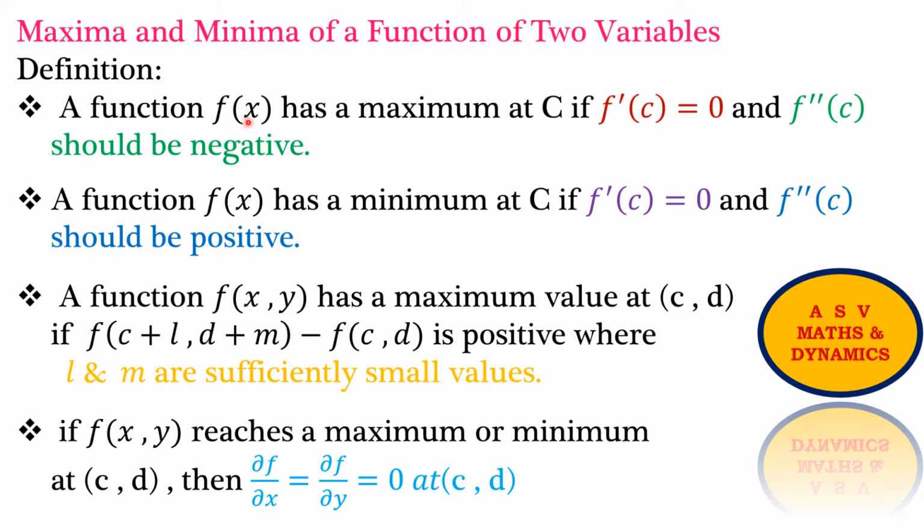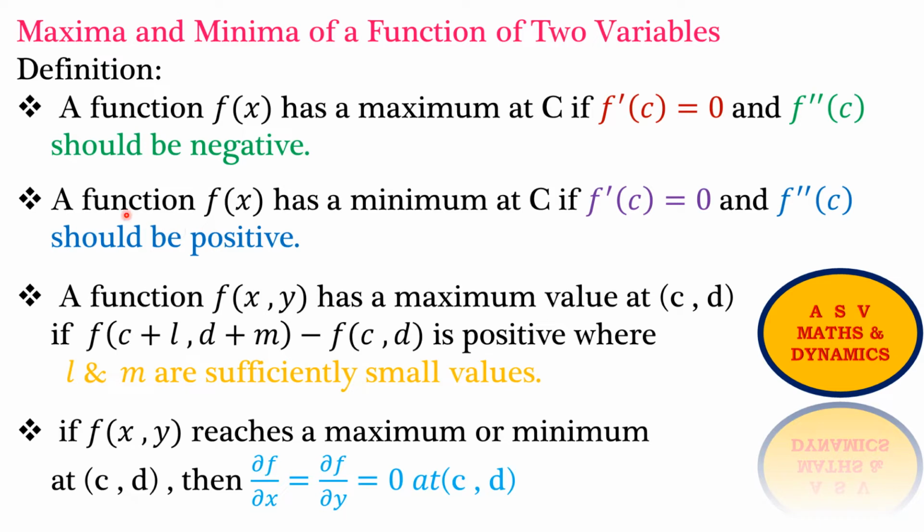For a single variable, f dash of c means you have to find the function's first derivative, substitute the point, then equate it to 0, and also the second derivative when you substitute the point at the same time should be negative. If the condition is satisfied, you can call the single variable function maximum.